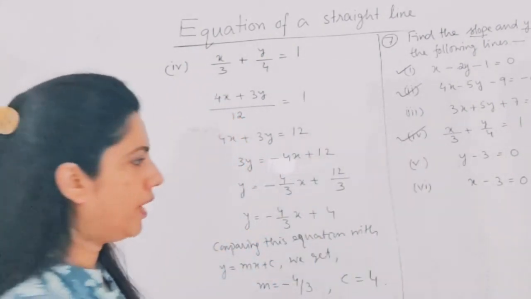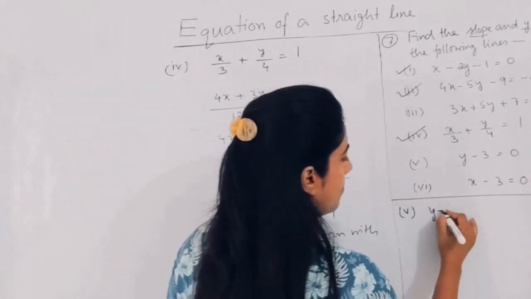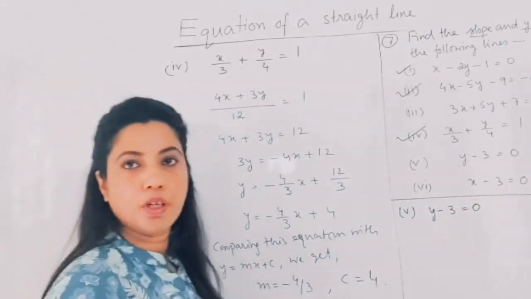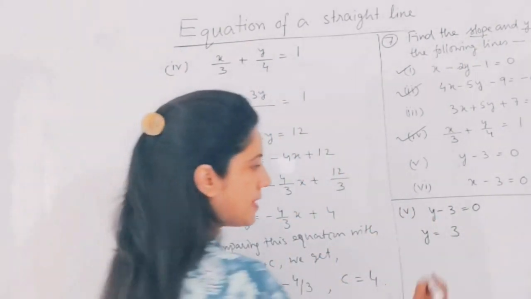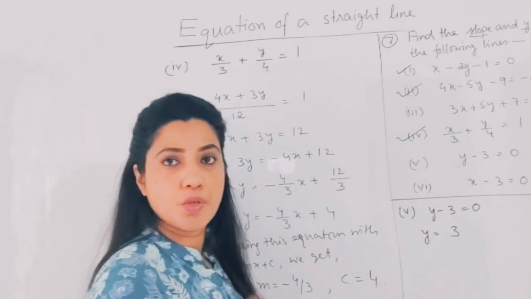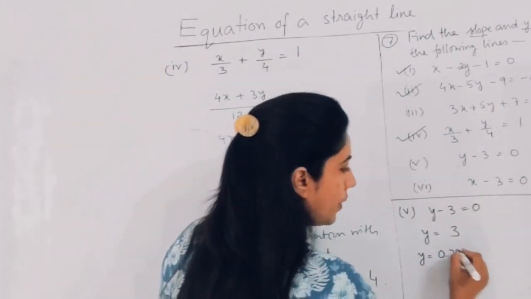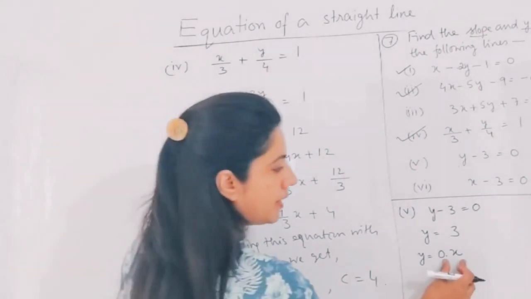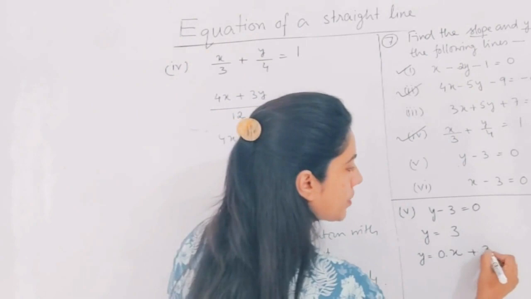Fifth question. Very easy. The fifth one is y minus 3 equal to 0. So what do we get? Y is equal to 3. That means here the mx part is not there. That means the m part should be 0, then only this entire x part will be 0. So I can write it in the form of y is equal to 0 into x plus 3.